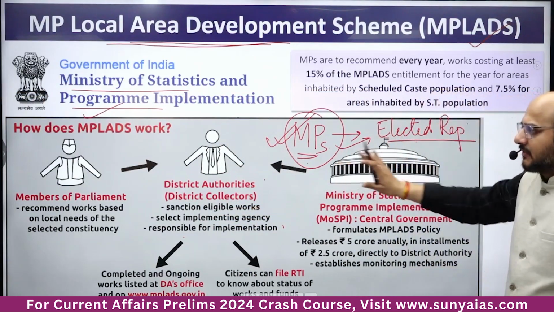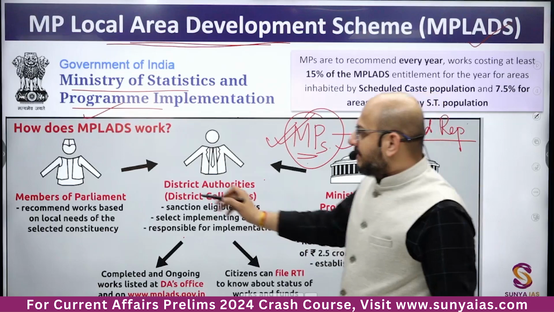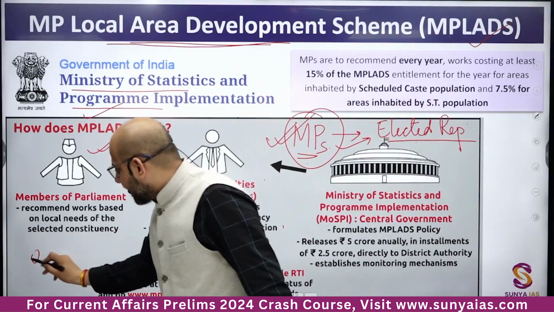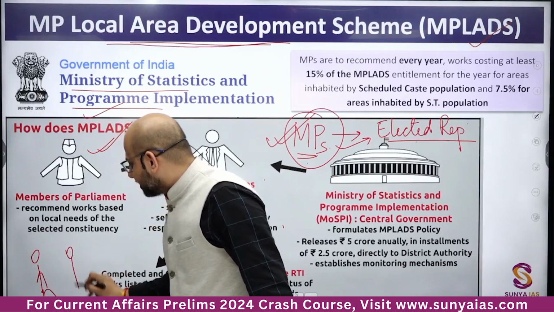Okay, how does it work? Let's understand. For example, a member of parliament, people came to the MP of that particular area.